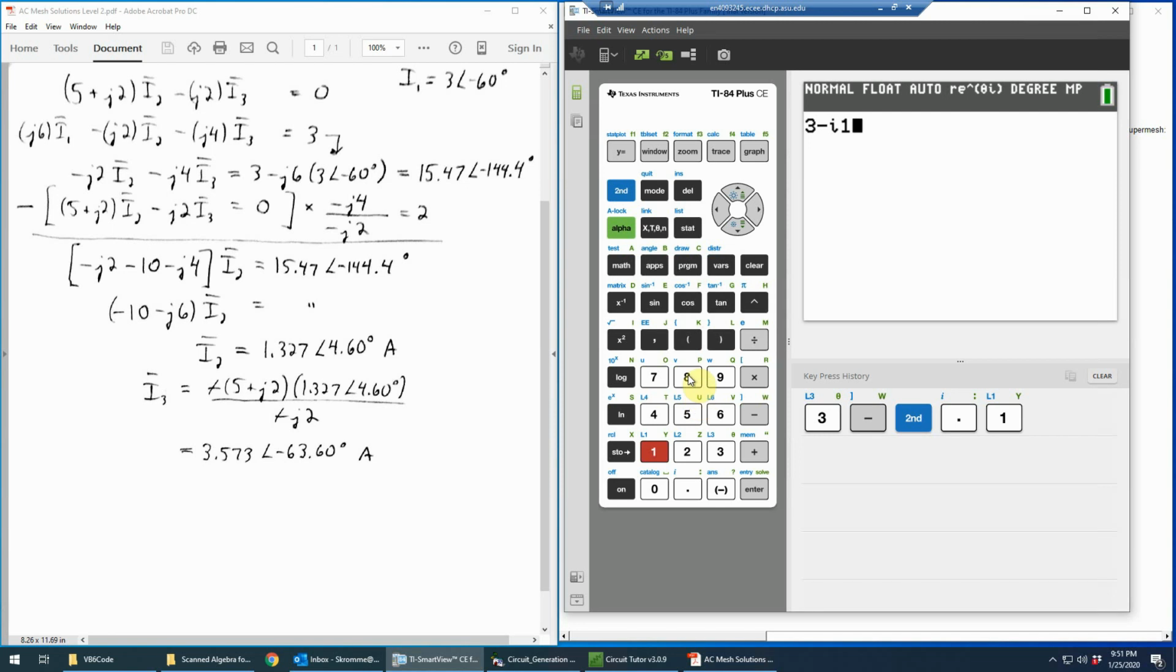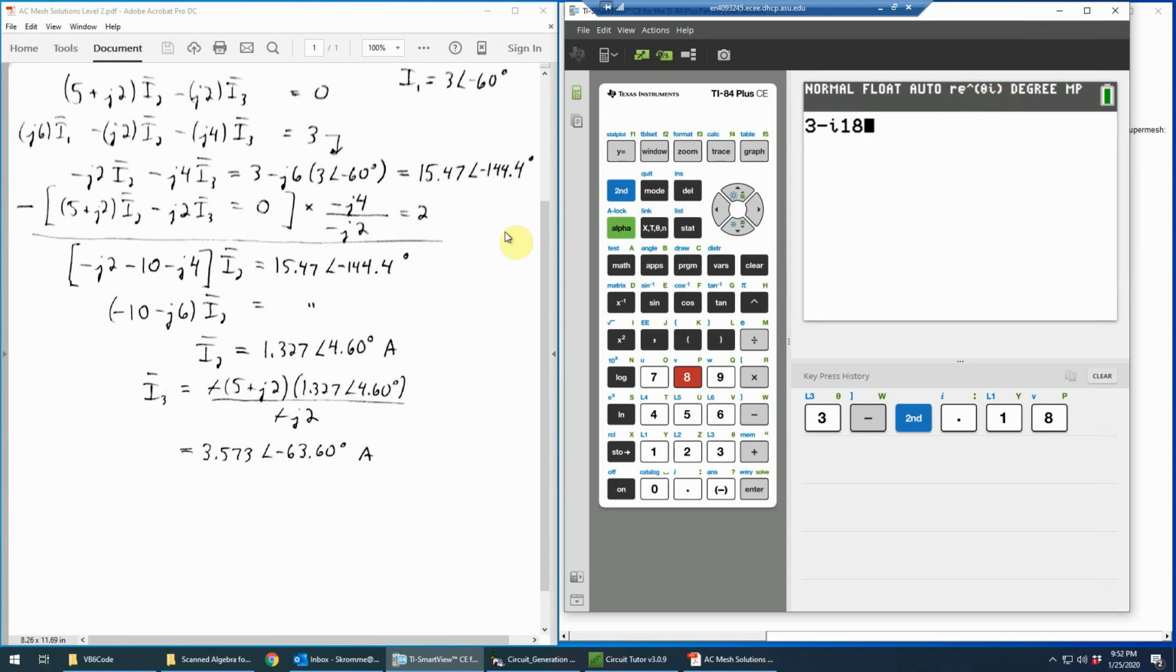Enter it that way, using implicit multiplication there, and then we need to give that an angle, minus 60 degrees. And first of all, I should have mentioned we always want to check that we're in complex mode for the calculator. If you try to do calculations in real number mode with complex numbers, it will not work or give you the correct answer.